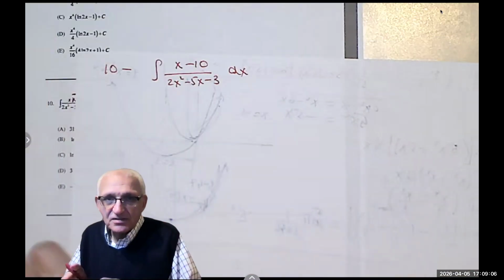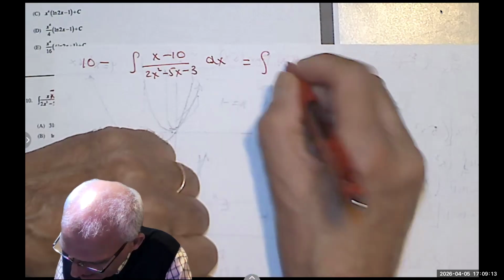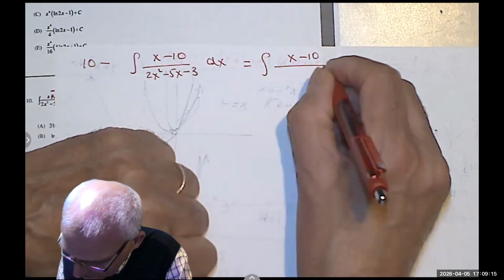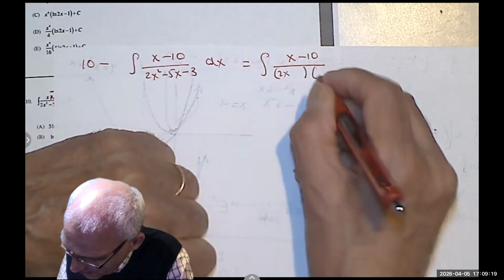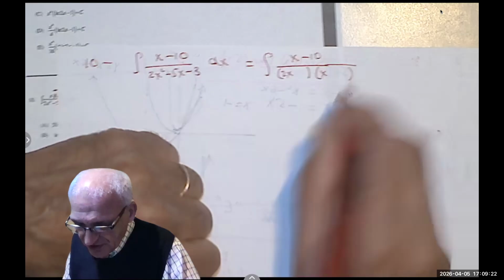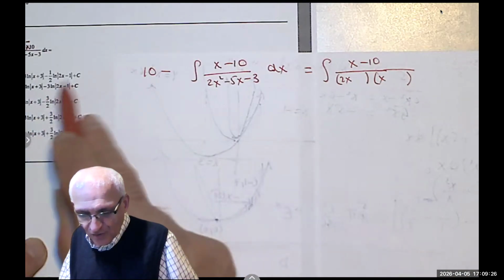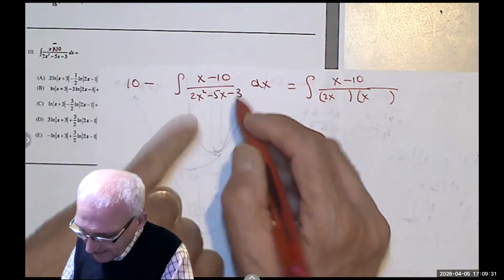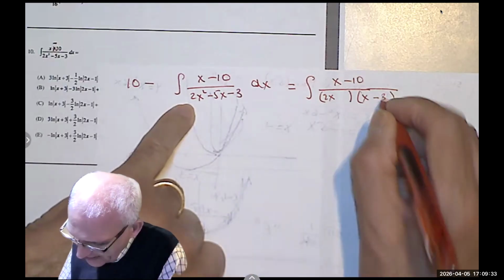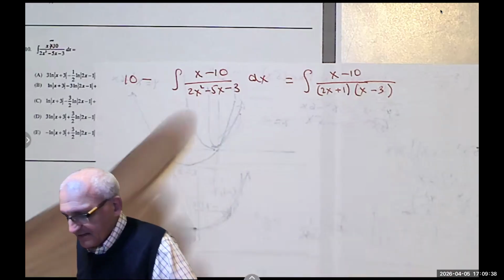Definitely, I will use partial fractions, right? So this can be written as the integral of x minus 10 over, and now when you factor out these, you have 2x in one and x in the other. In fact, you can see one of them is x plus 3 and the other is 2x minus 1 from the answers. But it's not that hard. You multiply 2 by negative 3 to get negative 6, and then you add x to make it negative 5. So we know that.